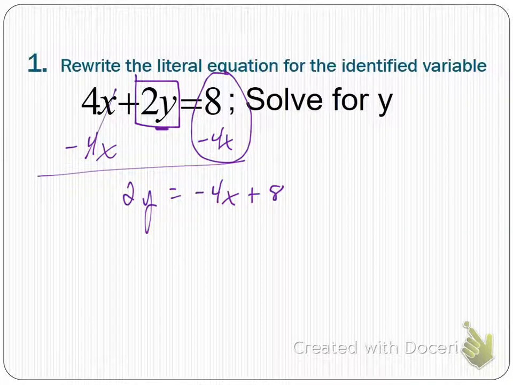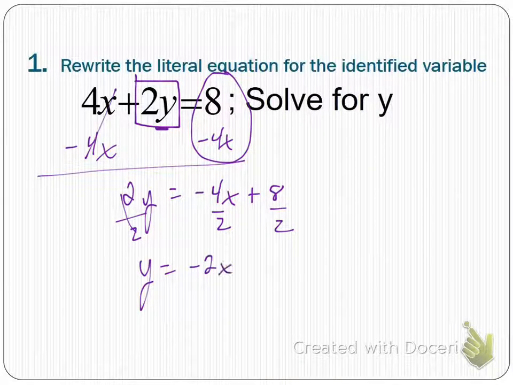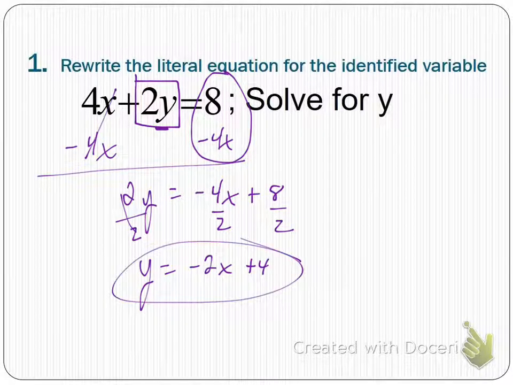So from here, now you go back. We're trying to isolate that y, right? So now we have to undo this multiplication by dividing everything through by 2. And when you do, you get negative 4 over 2. You divide that, you get negative 2x. 8 divided by 2 is 4, and we're done. We've now solved this literal equation for y. Okay? And that's all there is to it.